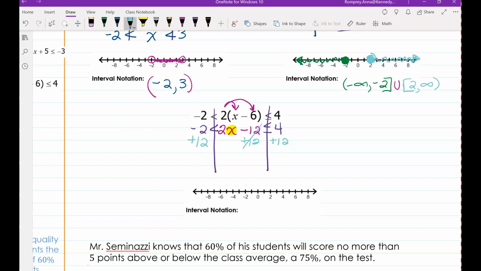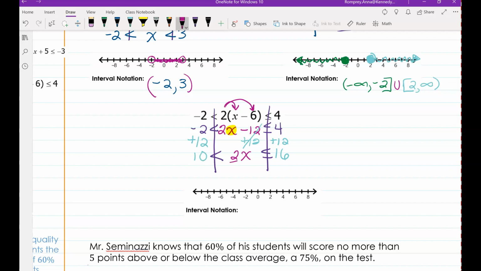So here you see, I find it really important to use those lines to make sure I do it to each piece and I don't just accidentally do it to one side but not the other. All right, so we still have 2x less than or equal to 4 plus 12, which gives me 16. And 2x is greater than negative 2 plus 12, so 10.